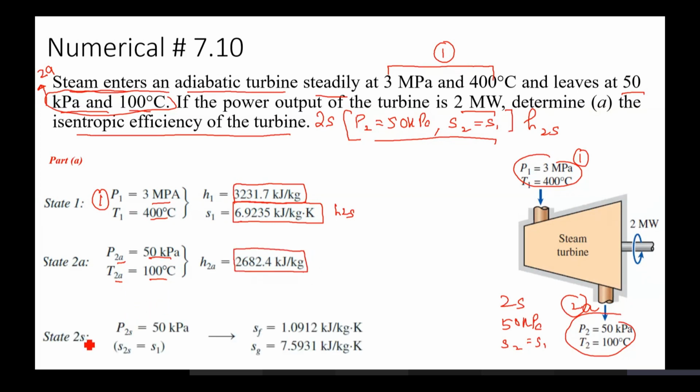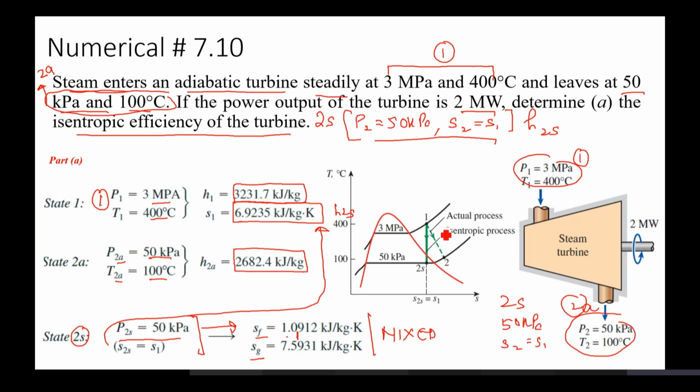For H2S, the 2S state, the isentropic state, the pressure is given to you as 50 kilopascal. S2S you will take from the inlet condition. These two would help you find the entropy at the second state. So the entropy at S2S is 6.9235. If I compare it with SF and SG at 50 kilopascal, I would say that it lies in between these two conditions. So actually I am in the mixed region for the isentropic state. So this is my actual process; the isentropic state basically comes into the mixed region.